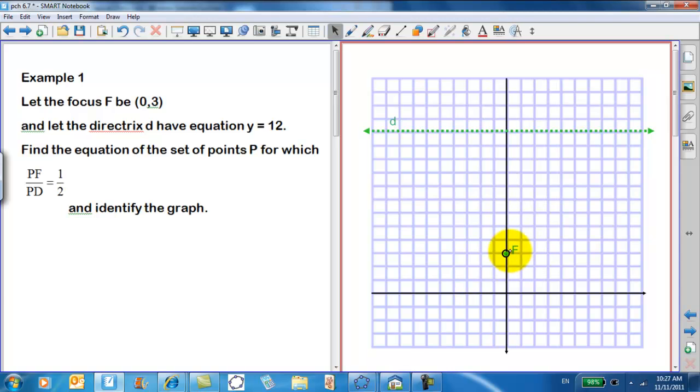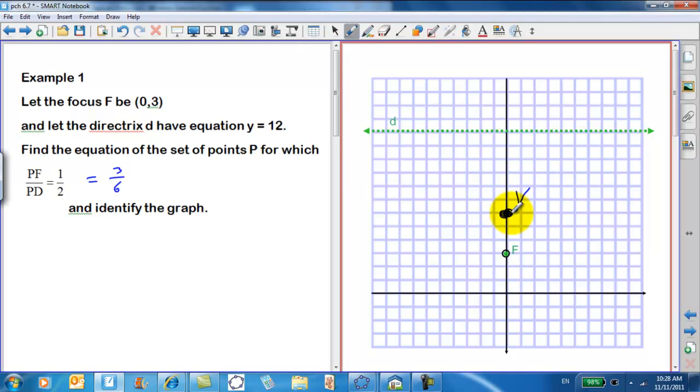We're given a focus at (0, 3), and the directrix is y equals 12. Find the equation of the set of all points for which PF to PD equals 1/2. Well, I can think that if I go 3 from the focus and 6 from the directrix, I get a point right here, because these are 9 apart, so 3 to 6, and this will end up being our vertex.